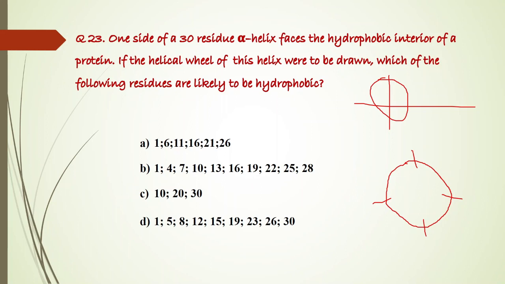In the helical wheel, what do we do? If we place our number 1 residue here, then the next residue will be at an angle of 100 degrees. Suppose this is the 90 degree angle, then this is your 100 degree, so the next residue will be placed here. And so on, the helical wheel continues. Again after 100 degrees, you have to place your next one.